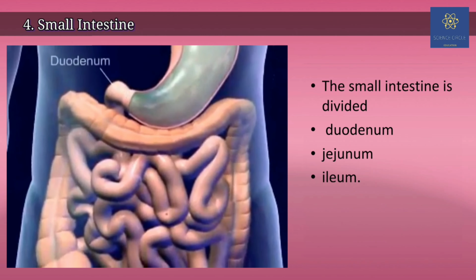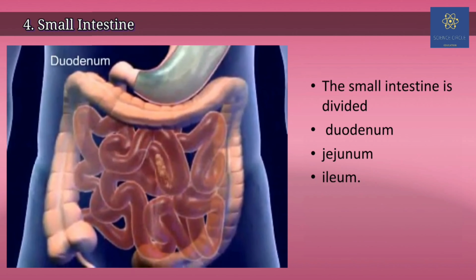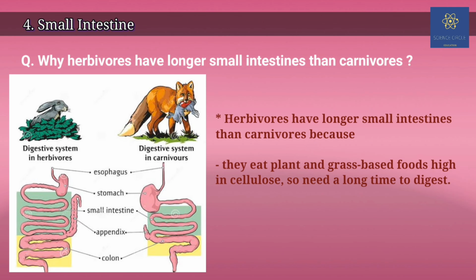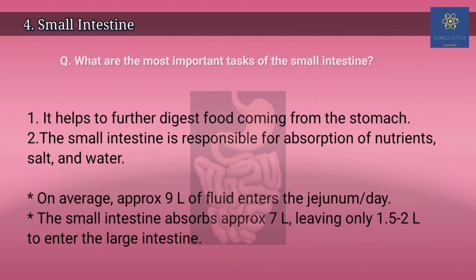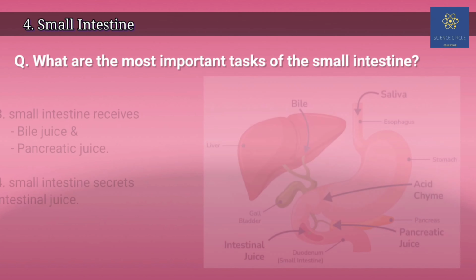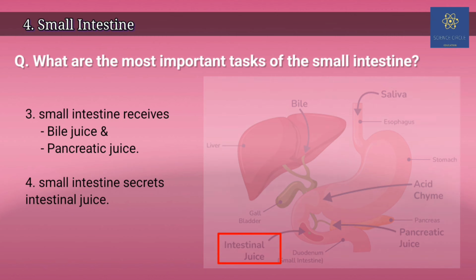Now the food has reached the small intestine, which is the longest part of the alimentary canal. The small intestine is so called because it is narrower compared to the large intestine. It is longer in herbivores and shorter in carnivores. The two major functions of the small intestine are complete digestion and absorption. It also receives two digestive juices, the bile and the pancreatic juice, in the duodenum part, and its walls secrete the intestinal juice in the ileum.